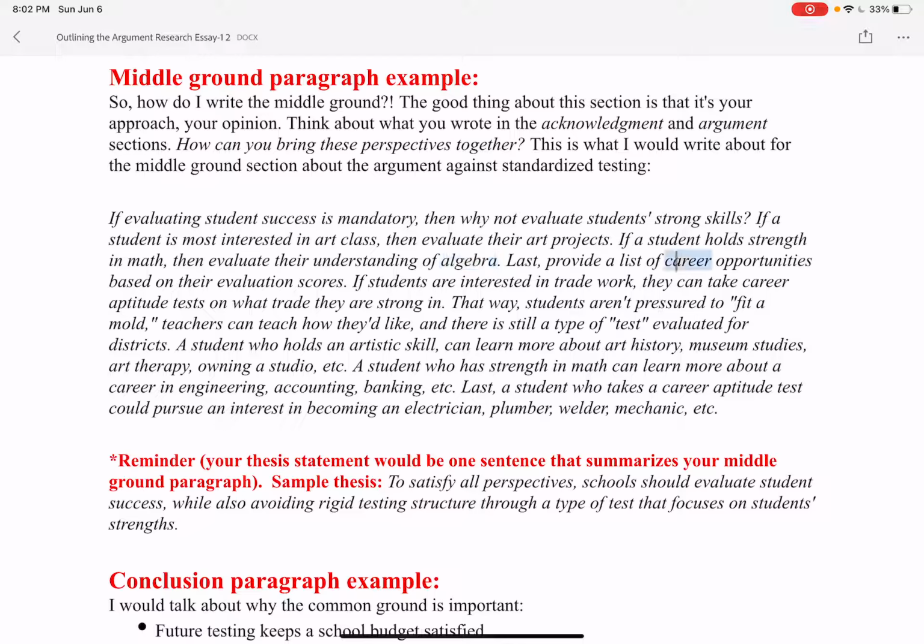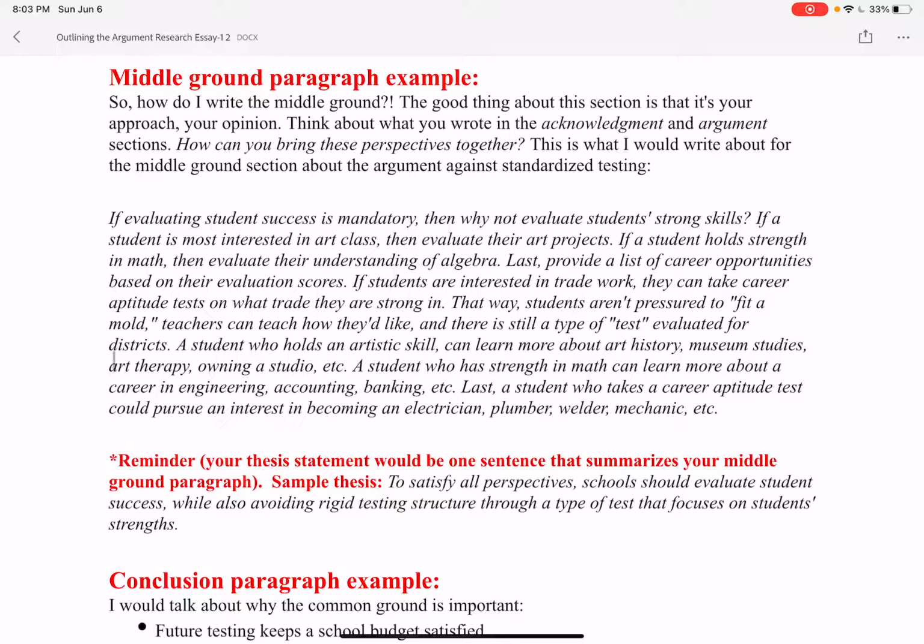And the reason why is because through those skills, maybe the test could provide career opportunities based on the scores they received. If students are interested in trade work, they can take career aptitude tests further to focus on what trades they are willing and could be strong in. That way, students aren't pressured into fitting a mold, meaning they're not evaluated based on their, quote, competencies. And instead of getting a low score, they're measured by their aptitude. And their focus is on the strengths instead of the weaknesses.